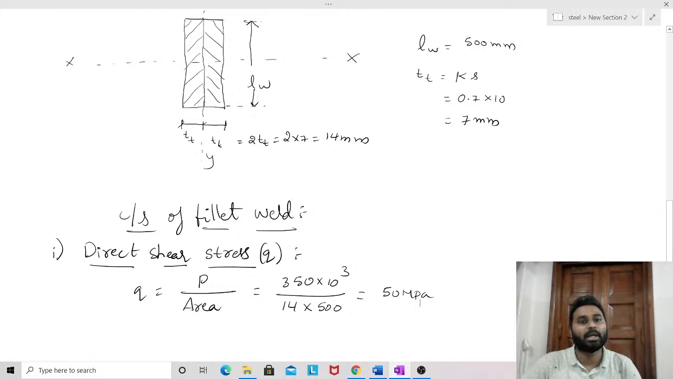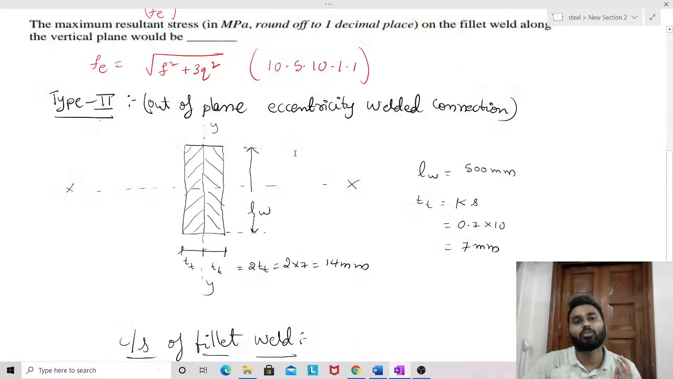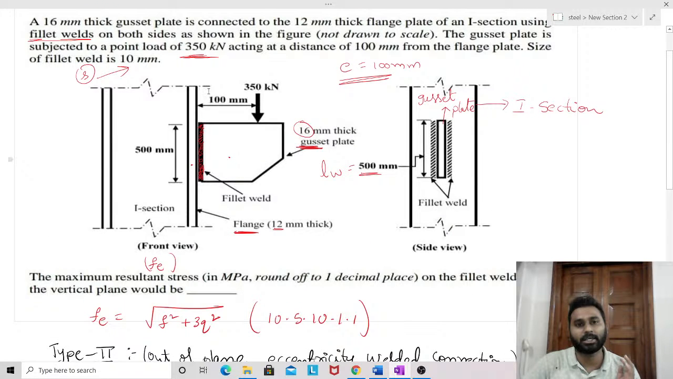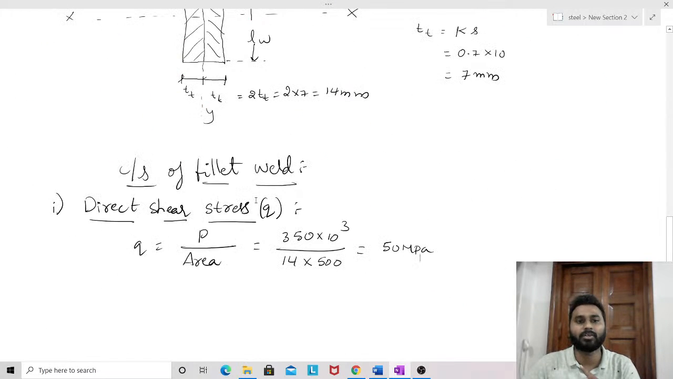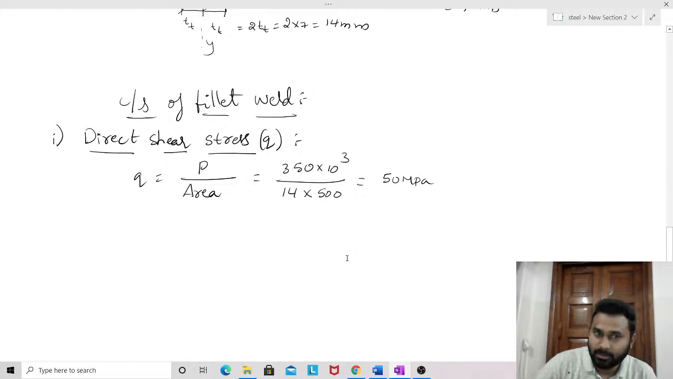So this is the direct shear stress on the weld because of the out of plane eccentric load. This 350 is the out of plane eccentric load. Because of this 350 out of plane eccentric load, this particular weld group is subjected to direct shear stress and normal stress, that is bending stress. The direct shear stress formula is load upon area of the weld, and the other effect because of this out of plane eccentric load is bending stress. Bending stress is of course a normal stress, no doubt in that. Hence I will write it as normal bending stress.